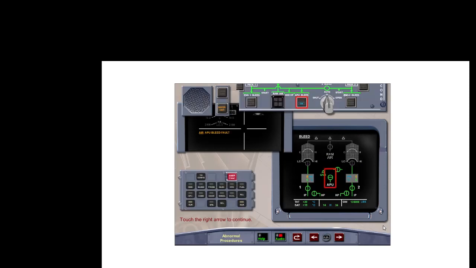With the APU running and the APU bleed valve not in the commanded position, the air APU bleed fault will be displayed. This is a crew awareness fault with no ECAM actions to complete.